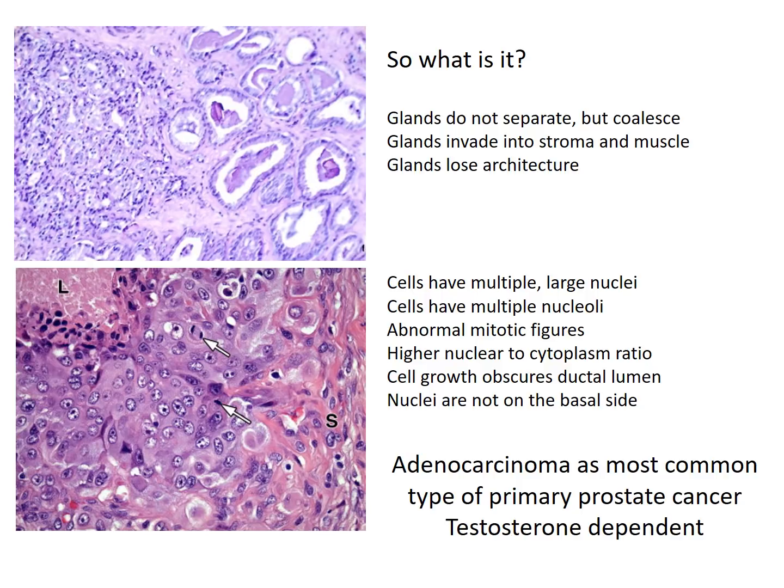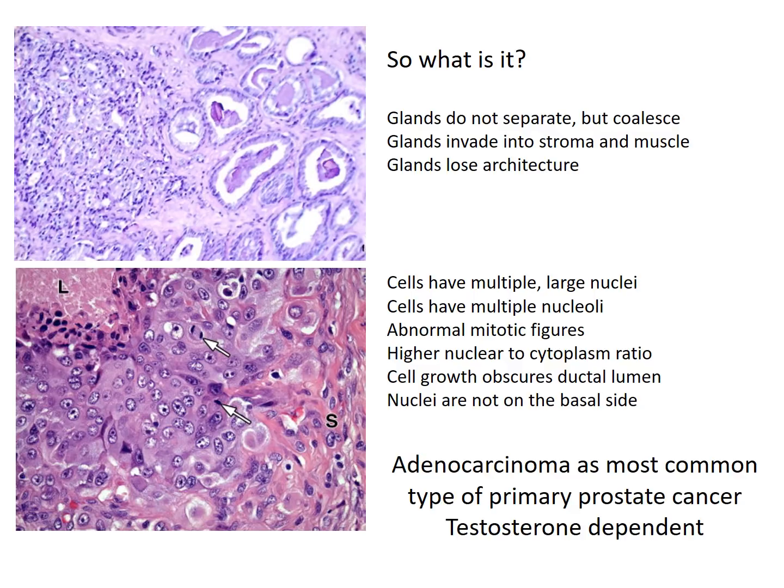Okay, so now here's some prostate biopsies where the glands do not separate, but they coalesce. The glands invade into the stroma, into the muscle, and the glands themselves have lost architecture. And if you look in a higher power, you can see that the cells are abnormal in terms of multiple nuclei, multiple nucleoli, abnormal mitotic figures, right? So now we're seeing signs of anaplasia and invasion. And when this is seen on the biopsy, now you have prostate cancer.